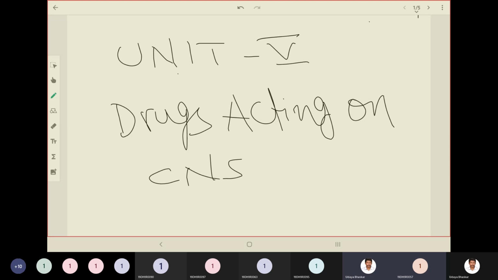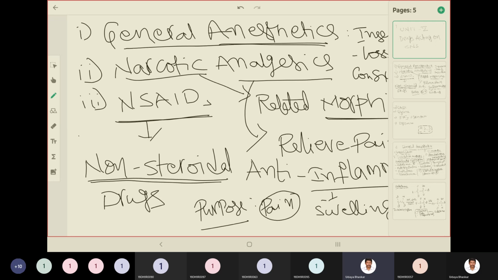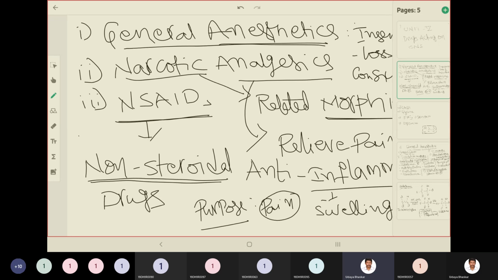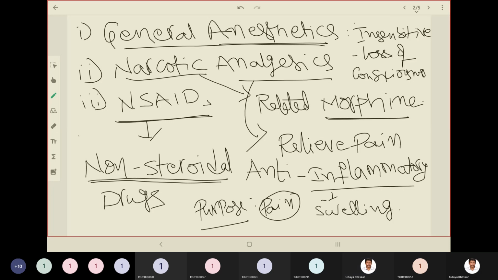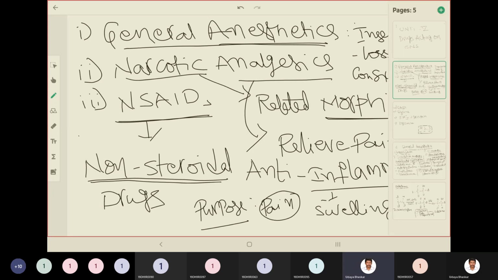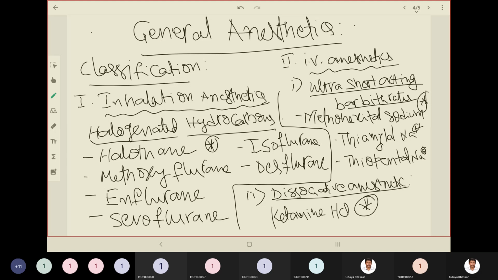Fine. So we were dealing with Unit 5, drugs acting on the central nervous system, and as part of it, we are about to discuss general anesthetics, narcotic analgesics, and NSAIDs, non-steroidal anti-inflammatory drugs, in this unit. Then we started with the classification of general anesthetics, right? The general anesthetics are classified into inhalational anesthetics and intravenous anesthetics.